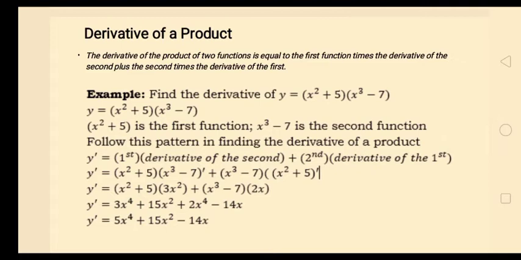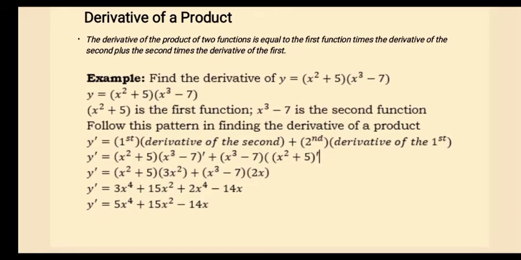I have an example: find the derivative of y is equal to x squared plus 5 times the quantity x cubed minus 7. So x squared plus 5 is the first function, and x cubed minus 7 is the second function. Follow this pattern in finding the derivative of a product. So y prime is equal to the first term times the derivative of the second plus the second term times the derivative of the first.